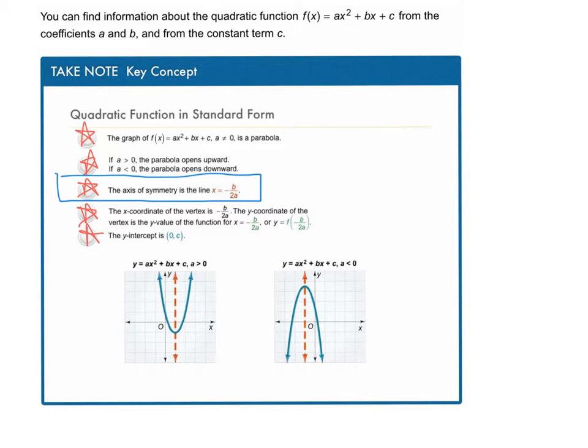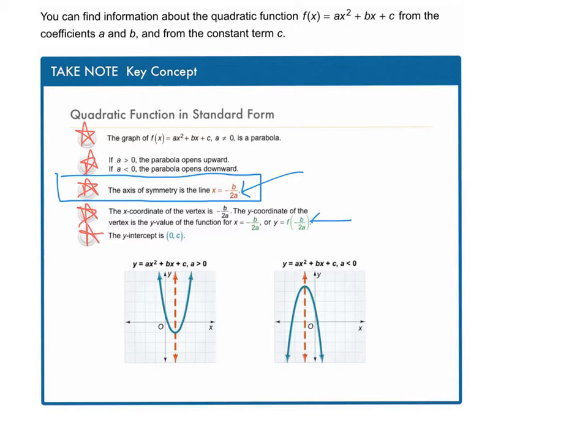What we're then going to do is once we have this number, we're going to plug it back into the original function and simplify and solve for y. That's going to give us the actual ordered pair. So we're going to find the axis of symmetry and plug that number into our function, and that's what this is saying.